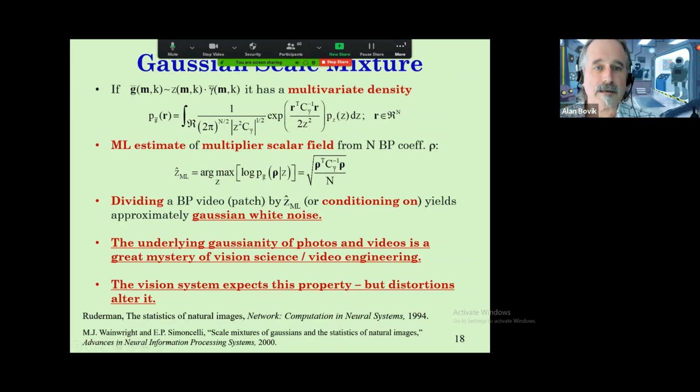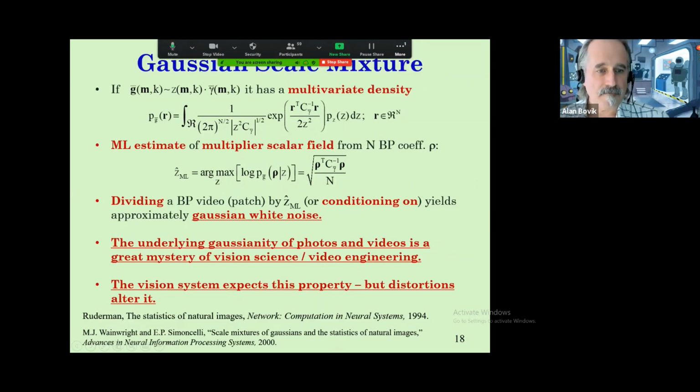If we have a Gaussian scale mixture, there's an easily expressed density, and we can actually form the maximum likelihood estimate of the multiplier scalar field in a simple way. Just extract the near orthogonal, where the main diagonal is typically close to 1. This expression, if we have n bandpass coefficients, is pretty easy to calculate.